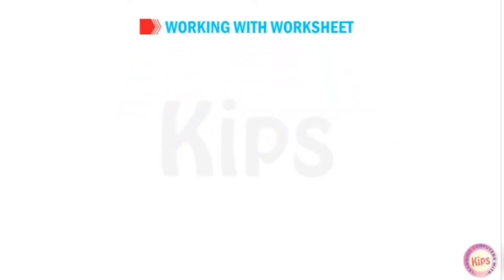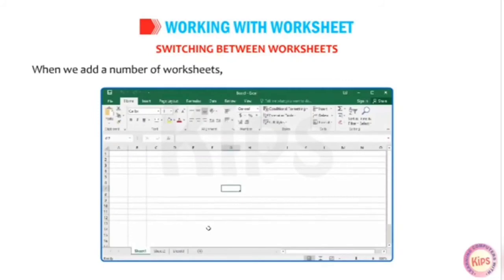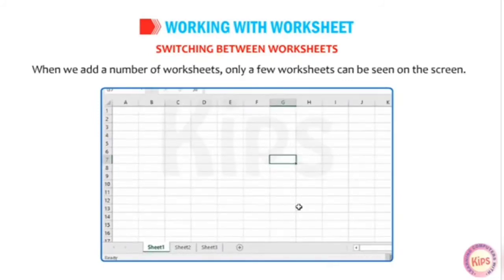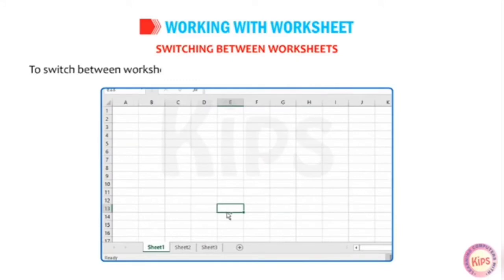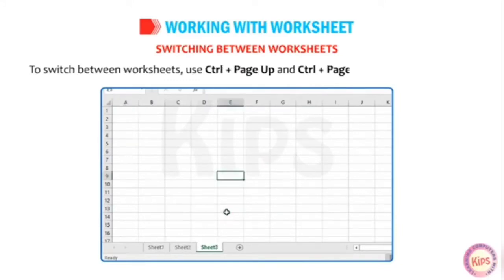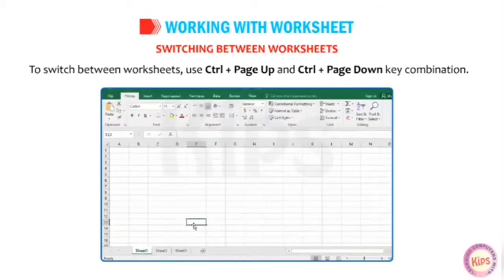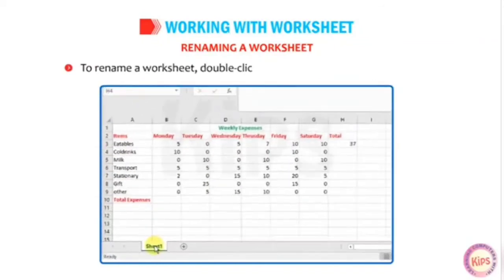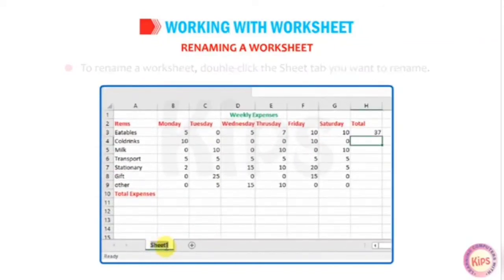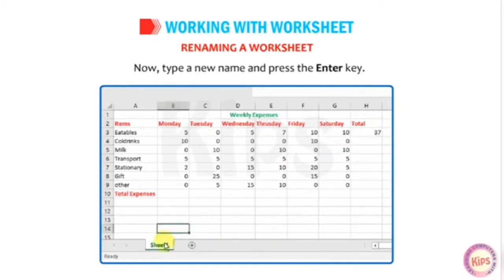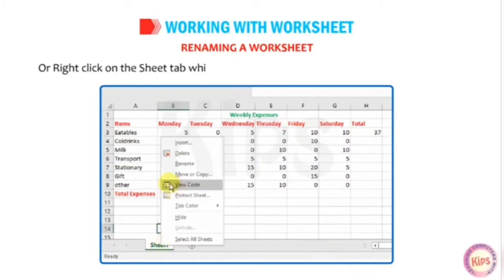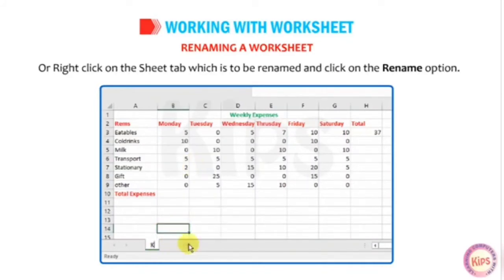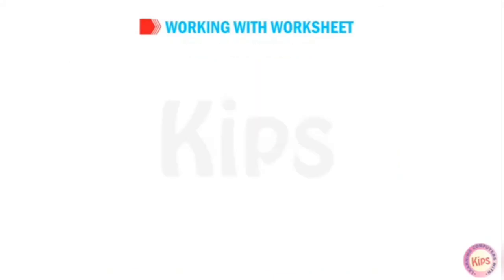Working with worksheets on page 97, switching between worksheets. When we add a number of worksheets, only a few worksheets can be seen on the screen. To switch between worksheets, use Ctrl plus Page Up and Ctrl plus Page Down key combinations. Renaming a worksheet. To rename a worksheet, double-click the Sheet tab that you want to rename. It will be highlighted. Now type a new name and press the Enter key. Or right-click on the Sheet tab which is to be renamed and click on the Rename option. And you can write the name of the sheet.